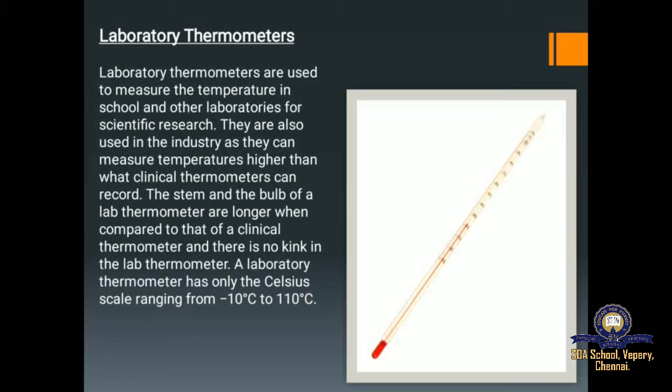So we saw in the clinical thermometer a kink will be present to prevent the flow of mercury back into the bulb once it is taken from the patient's mouth, but in lab thermometers a kink is not present. A laboratory thermometer has only the Celsius scale, whereas the clinical thermometer has Celsius as well as Fahrenheit, ranging from minus 10 degrees Celsius to 110 degrees Celsius.